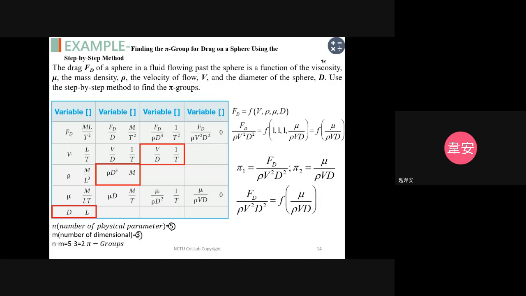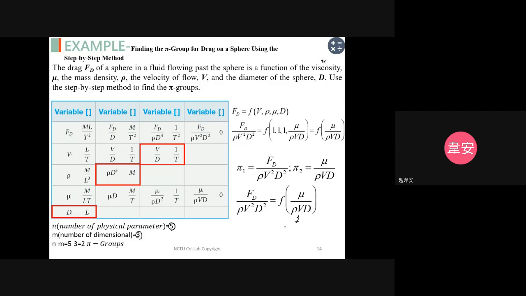Because of the time limit, since today we still have the quiz, I just quickly introduce this, and on Friday I will provide more details. This is the final answer: the drag force divided by rho v squared d squared is a function of mu divided by rho vd.